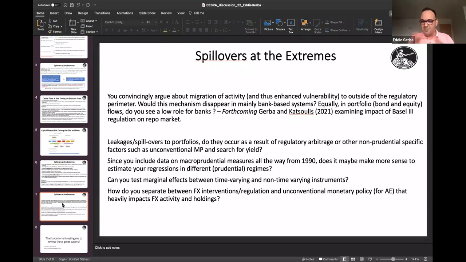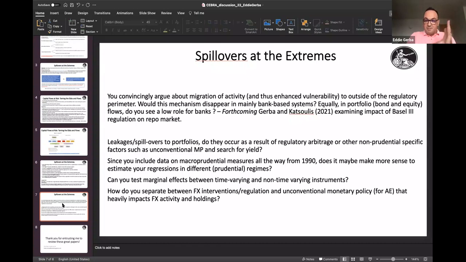I'm sorry for self-marketing, but I have a paper with a colleague, forthcoming, where we examine the impact of Basel III regulation on repo markets. Banks have an important role there in intermediation. What we see during the COVID period, just to throw out a few results, is that intermediation activities indeed migrated out of the bank sphere, into hedge funds or investment funds. But banks still have an important role. So although there is a migration of activity, it doesn't mean that banks do not have any stake in this.